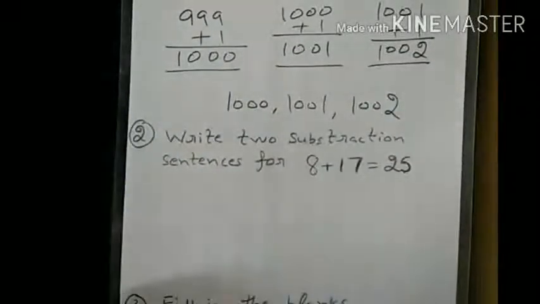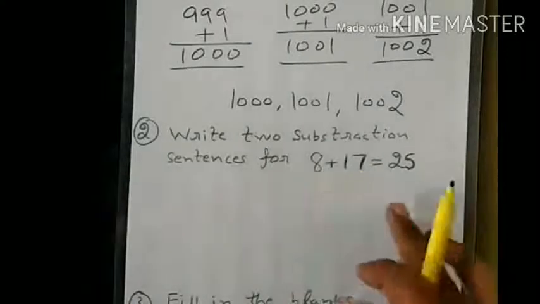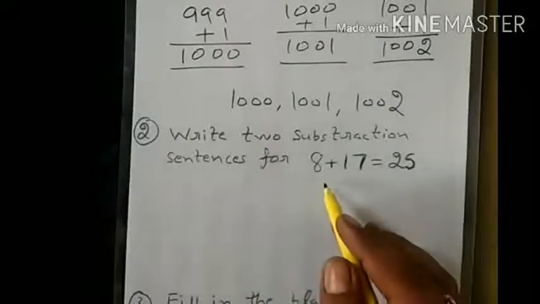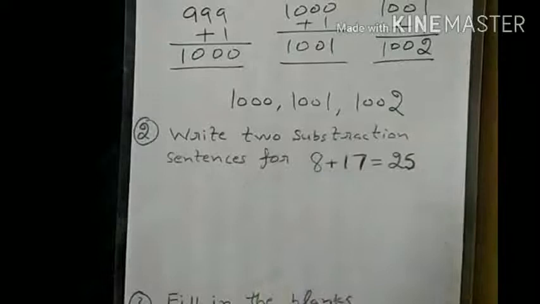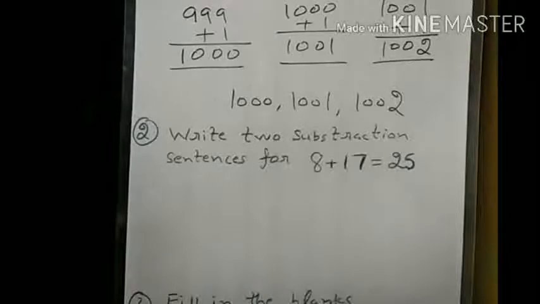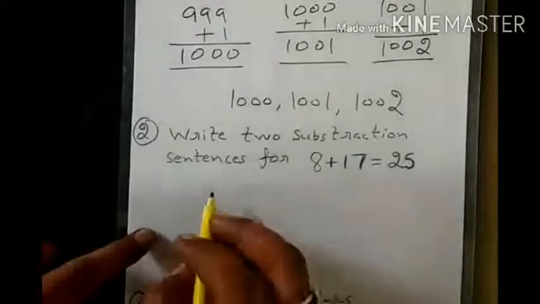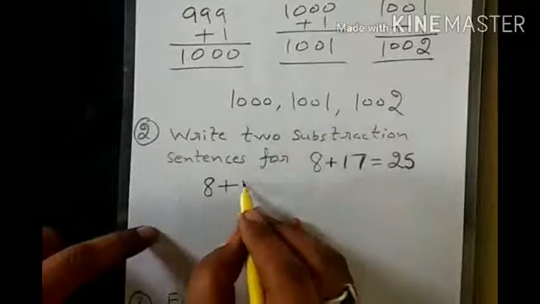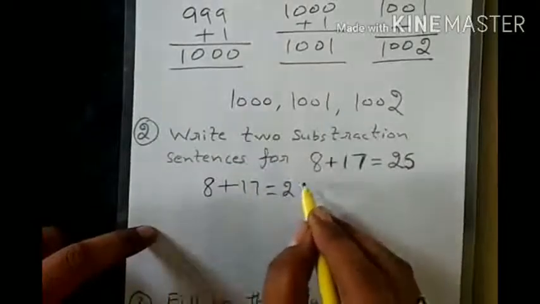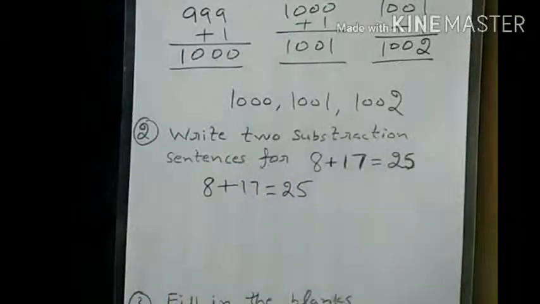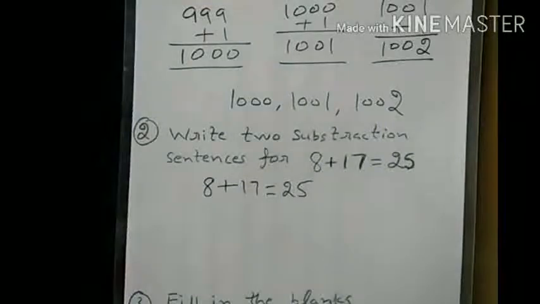Now, write 2 subtraction sentences for the given addition statement. Now, we know it is given that 8 plus 17 is equal to 25. Now, we know that addition and subtraction are inverse operations. Therefore, we will have to make 2 subtraction statements for this given addition statement. So, firstly, I will write the addition statement. 8 plus 17 is equal to 25.